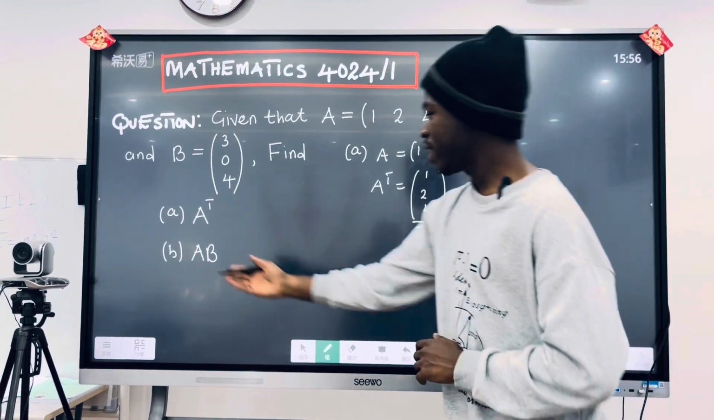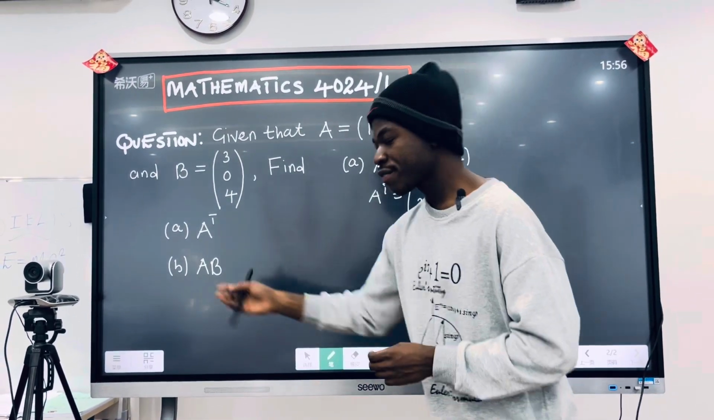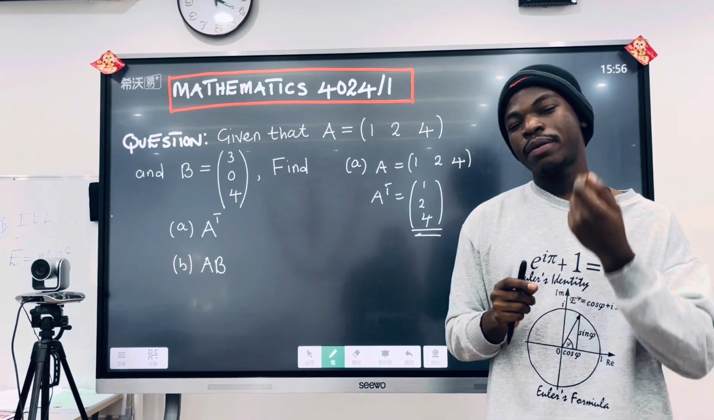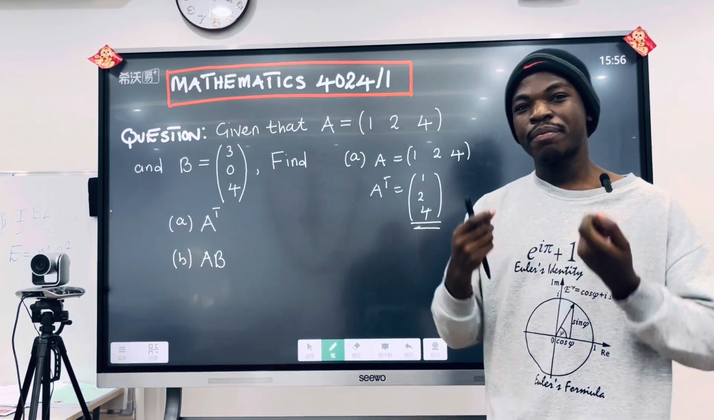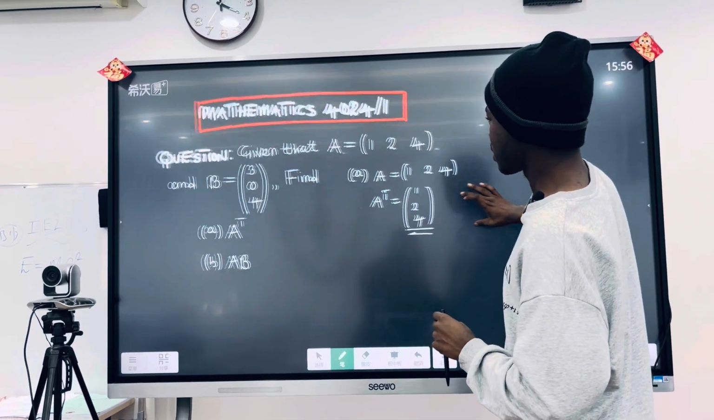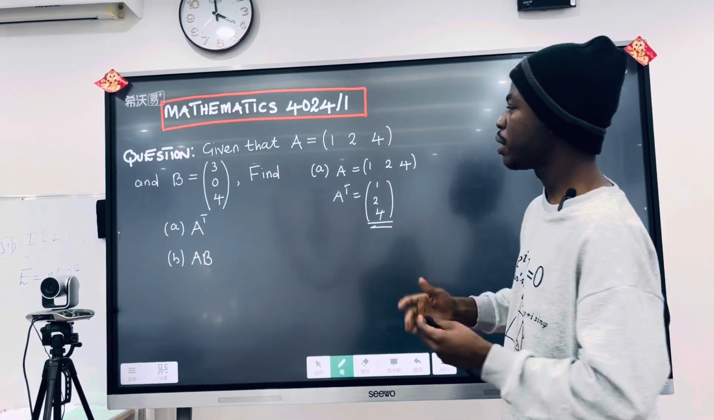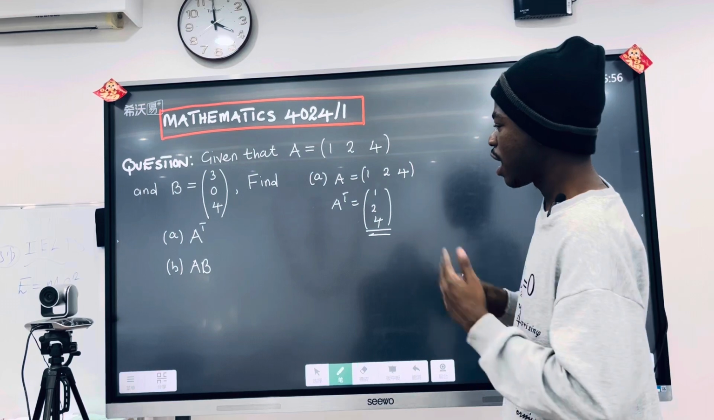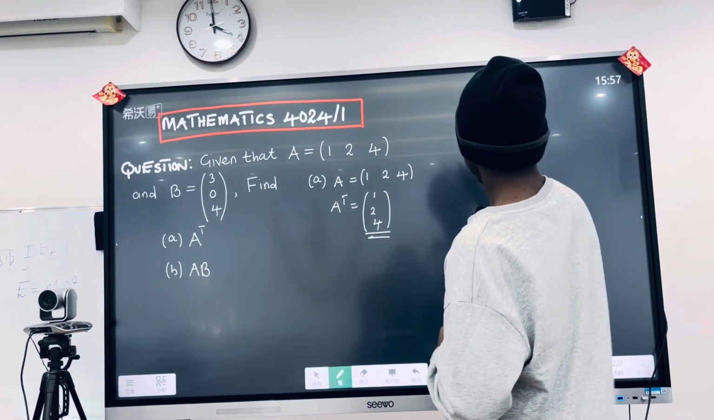Part B says find AB. So when we say find AB, we mean multiply matrix A and matrix B. So let's multiply those two matrices. The question is, how do we multiply matrices?